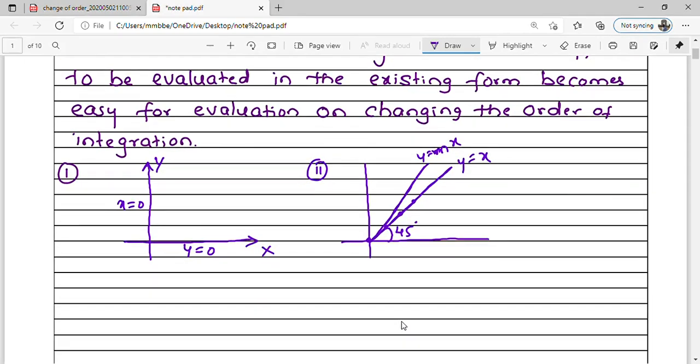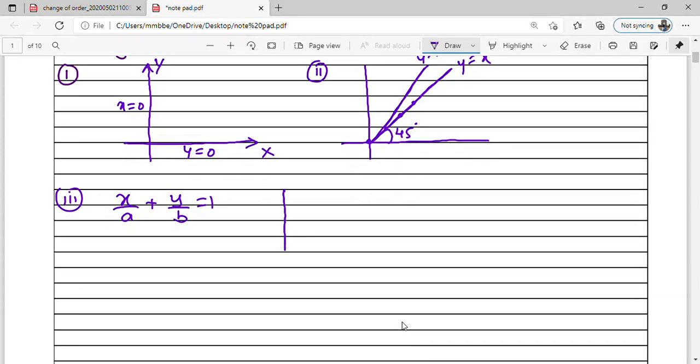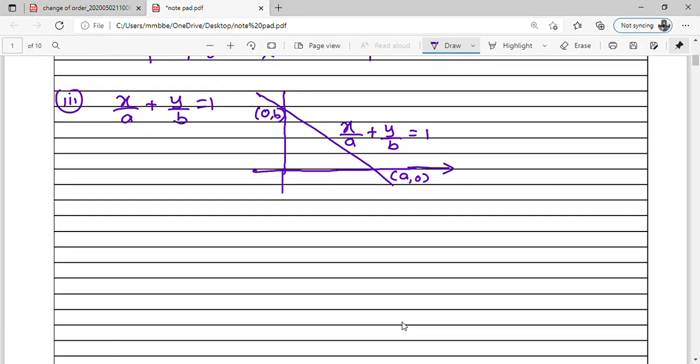Another one, the third one, is the straight line x by a plus y by b is equal to 1. So how to draw this straight line? This is the y-axis and x-axis. Here it intersects the x-axis at the point (a, 0) and the y-axis at (0, b). This line is called x by a plus y by b is equal to 1. So these are the three types of lines.